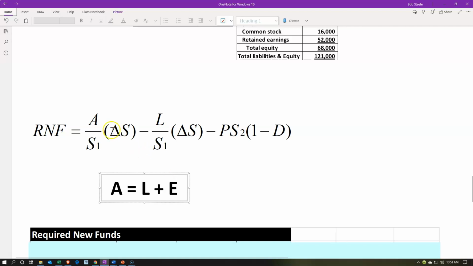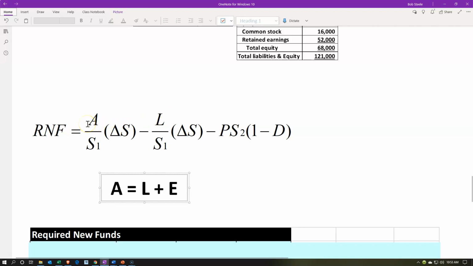So if the assets increase, they have to be financed either with liabilities or equity, or there may be a need for more financing in order to support that increase in the assets. So assets minus the liabilities minus the equity means new funding is needed, if that's a positive number. If assets are increasing and liabilities and equity are less than the increase in assets, then you would need the required new funds. That's the idea here. All right, so let's break this down more.